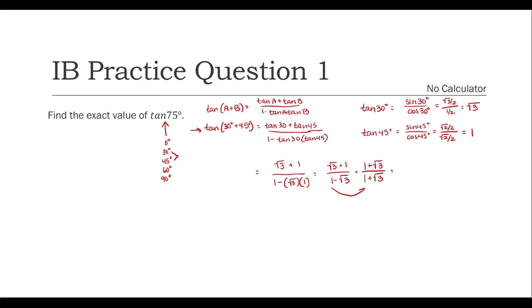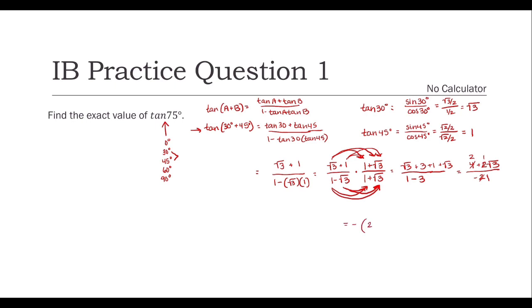So our denominator here will become 1 plus the square root of 3 minus the square root of 3. So the square root of 3 will go away. And then we have negative square root 3 times positive square root 3, which would give us minus 3. And then our numerator would become the square root of 3 plus 3 plus 1 plus square root 3. So this equals 4 plus 2 root 3 over negative 2, which we can divide everything here by 2. And that gives us negative 2 minus the square root of 3.